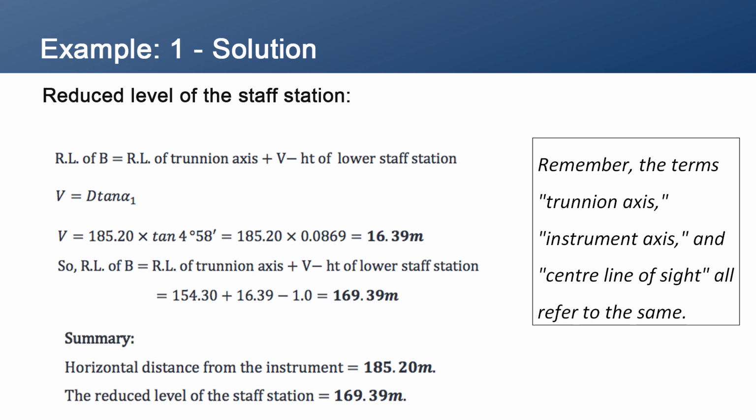One thing you have to remember here is that the terms trunnion axis, instrument axis and the center line of sight all refer to one and the same, and can be interchanged with each other also. So, let us move to the next problem.